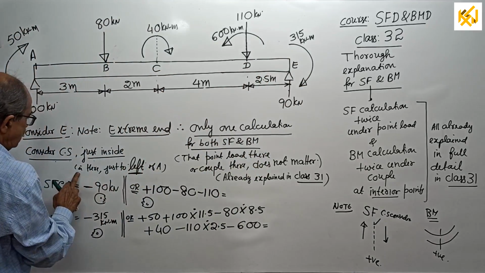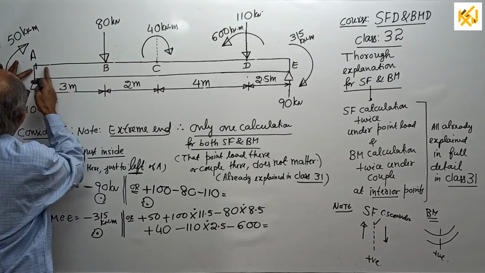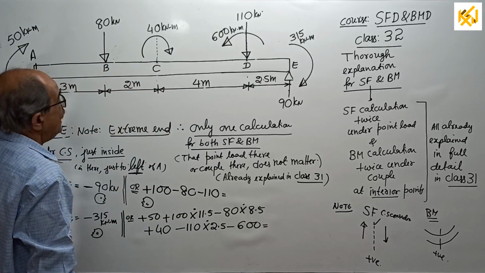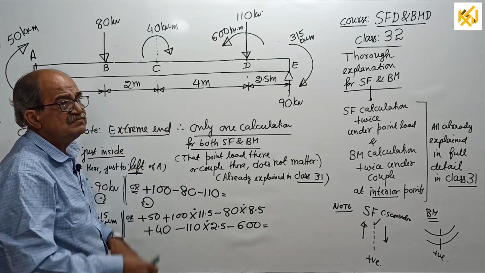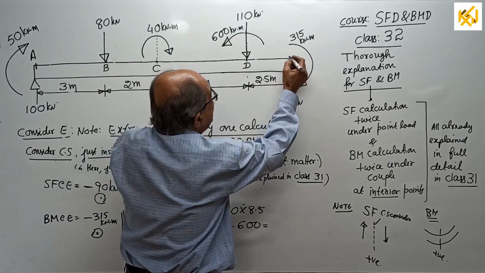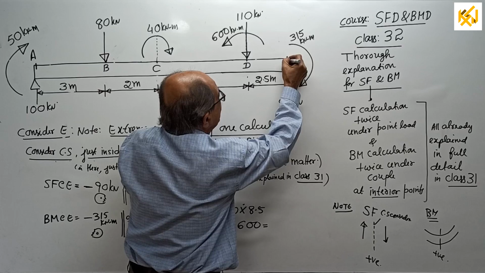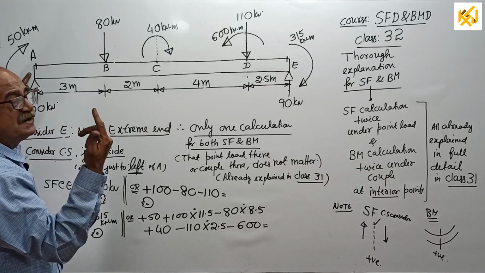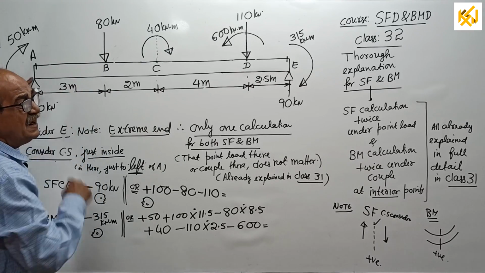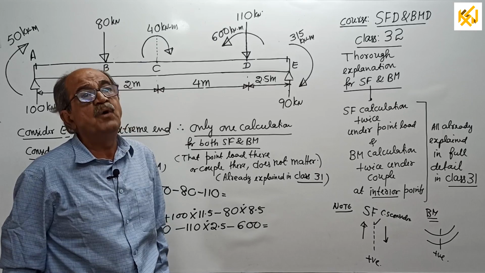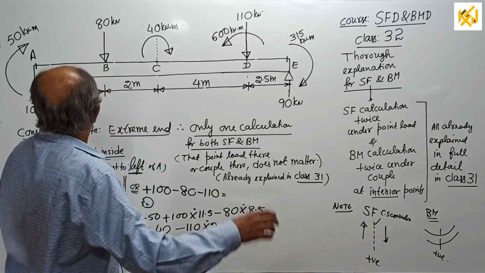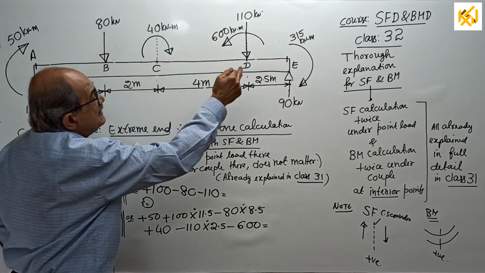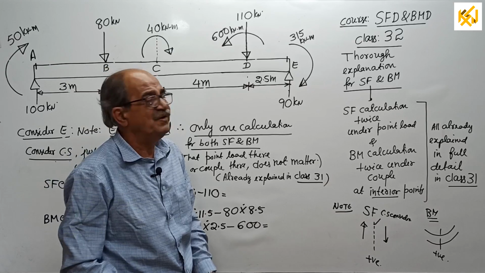Class number 31. Here you have to consider just inside. In the class I will ask students that when you consider at A, you have to consider just to right, and when you consider at E, you have to consider just to left side. Extreme end. Then I will ask a second question. This I told you last time, you have to consider just inside. They all will tell outside. No. Both the places just inside. Here, just inside is to right side, just inside is to left side. Then they will understand. Okay, start.